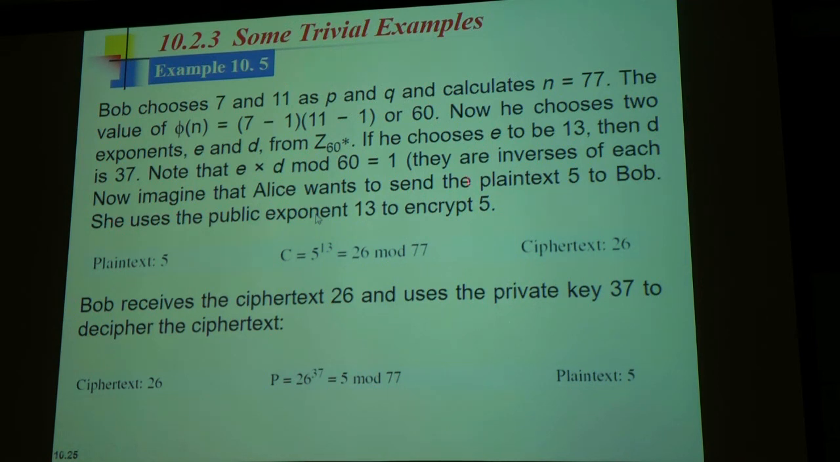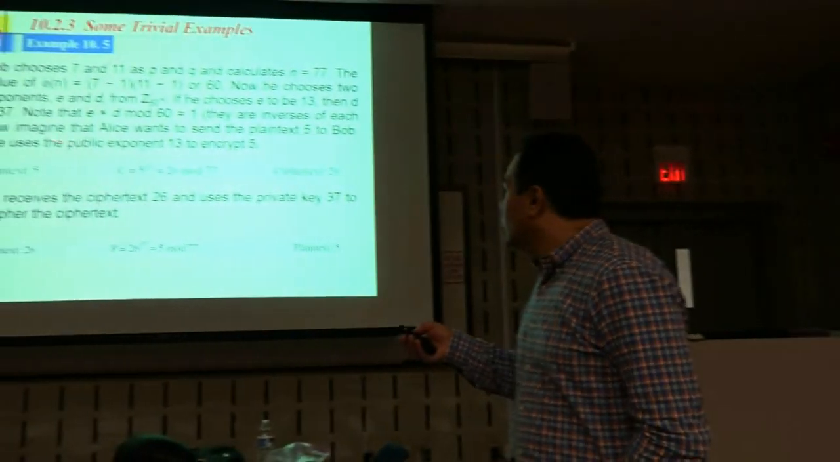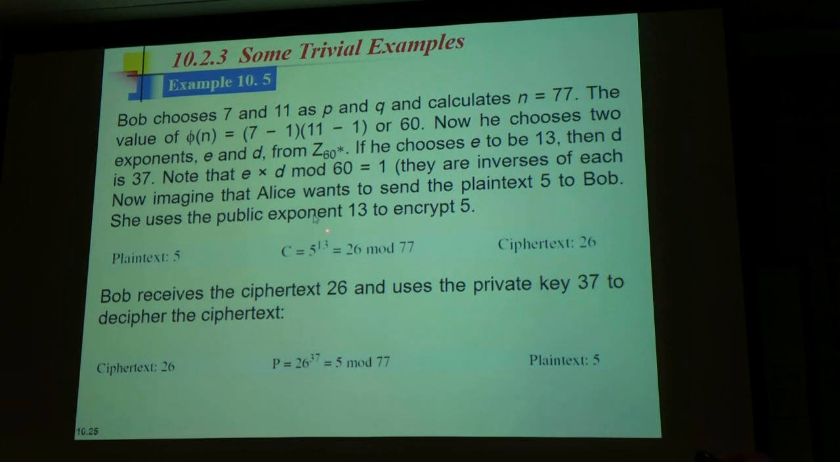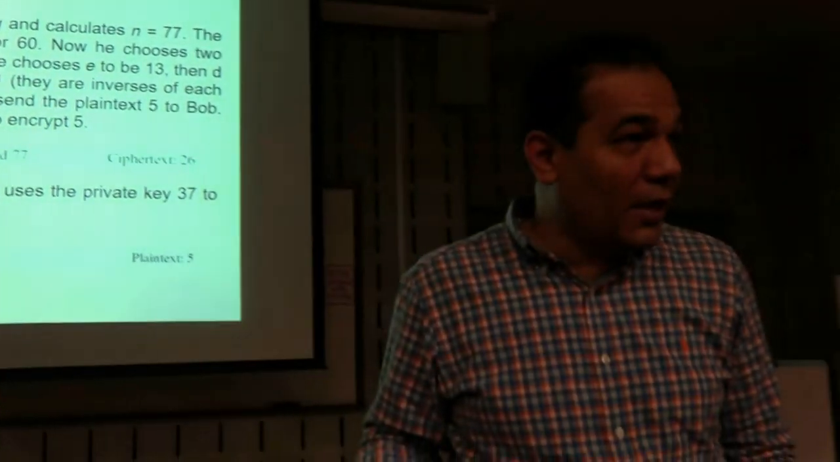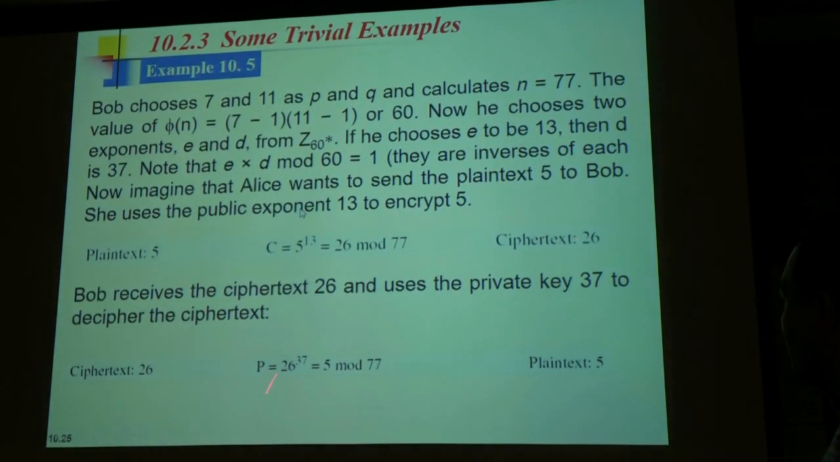Now imagine that Alice wants to send a plain text 5 to Bob. She uses the public exponent 13. Why 13? What is 13? It's E. What's E? It's a public key. So how do you do that? The plain text is 5. C equals 5, which is the plain text, to the power 13 mod how much? N. How much is N? 77. It will give you 26. So what is this 26? It's a ciphertext. Now, for decryption, what do you have to do? 26, which is the ciphertext, to the power of 37. What is 37? D, which is the private key. It will give you what? 5.